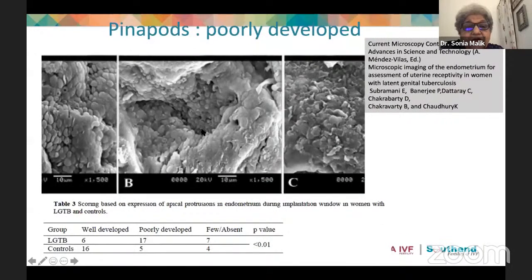And also they looked at the pinopods, and they found that in genital tuberculosis, they were poorly developed pinopods, meaning thereby that basically this is leading to a distortion and a non-receptive endometrium inside the uterine cavity. So therefore the implantation is affected.